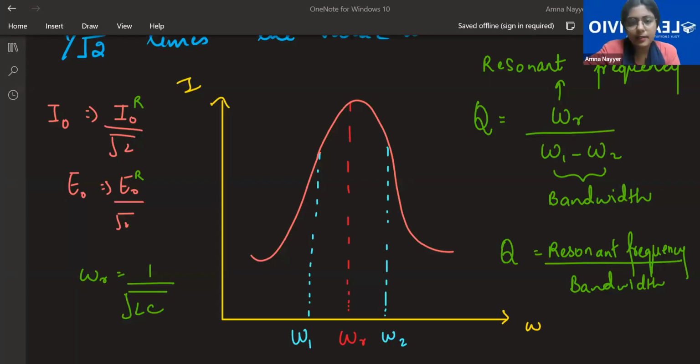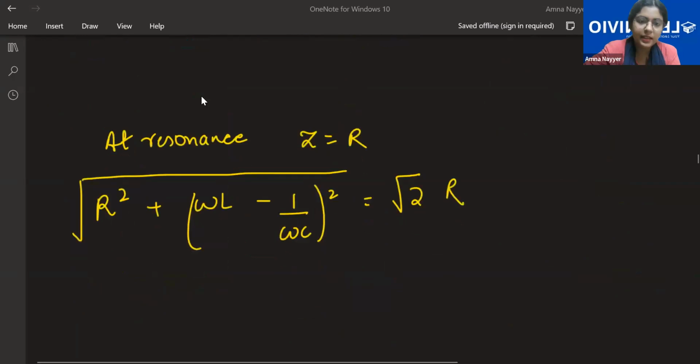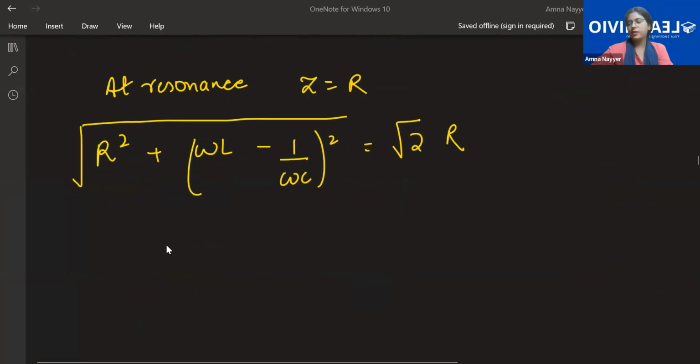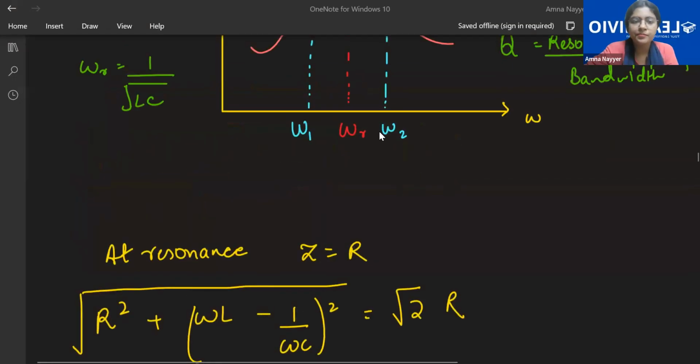Okay. See, there's a small derivation for Q factor. This can come in the exam, but in the last few papers, this question hasn't come. But it's a part of your syllabus, so let us see. At resonance, Z is equal to R. That's what we studied.